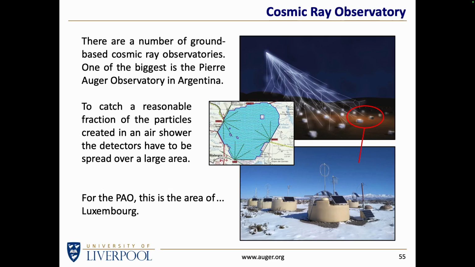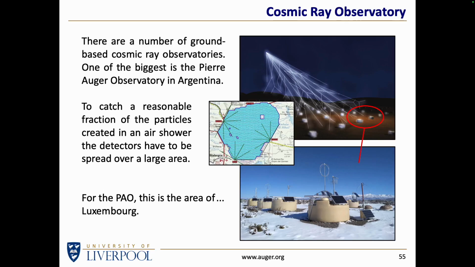So these are not cloud chambers, these little tubs. They're actually tubs of water. And what happens is any cosmic ray that goes through this tub of water produces a flash of light. Why do particles traveling through water, or indeed through air, produce a flash of light?